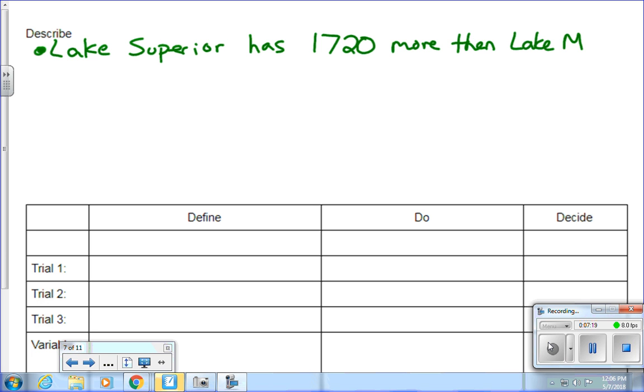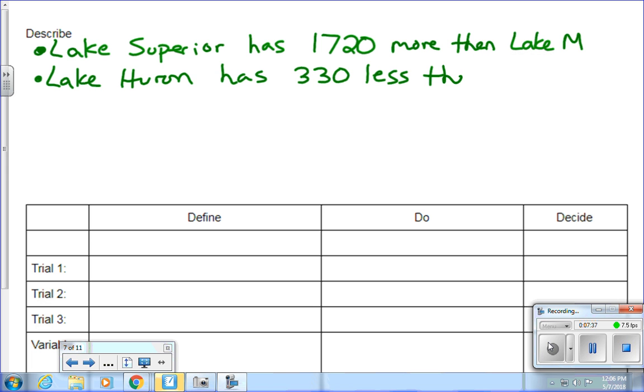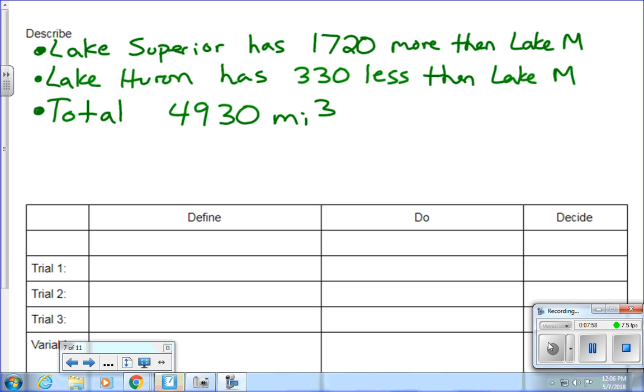Okay, what's another piece of important information? Lindsay. Okay, so Lake Huron has 330 less than Lake Michigan. What's another important piece of information? Peyton. So total is 4,930 cubic miles. Okay, good. So we have the describe.